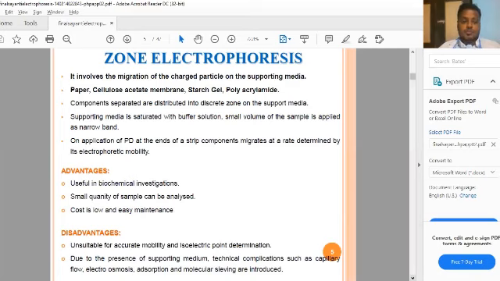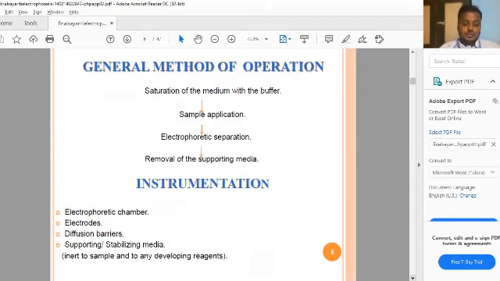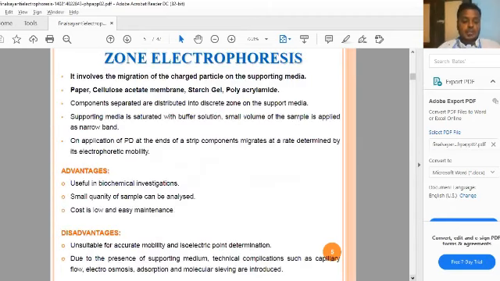Again, the supporting media are paper, cellulose acetate membrane, starch gel, and polyacrylamide. These are the supports used in zone electrophoresis. What are the advantages of zone electrophoresis? It is useful in biochemical investigation, a small quantity of sample can be analyzed, the cost is low, and the instrumentation is easy to maintain.